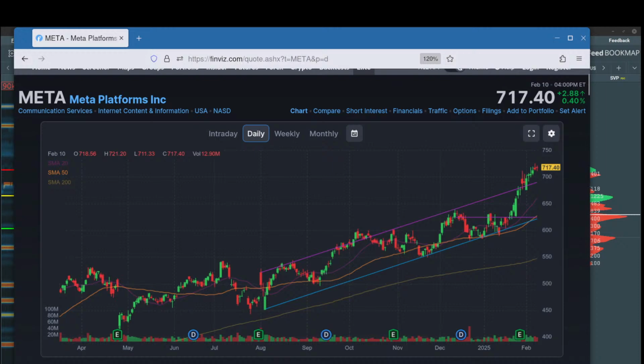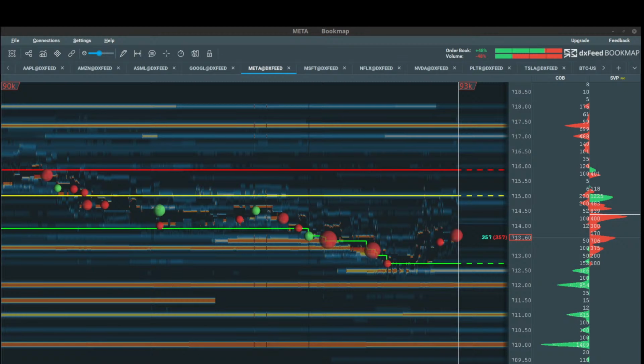I do still think it's a bit extended here, but obviously markets are going to market. So Meta this morning down just about 0.5% ahead of the market, making some new lows just in the last 10 minutes or so.